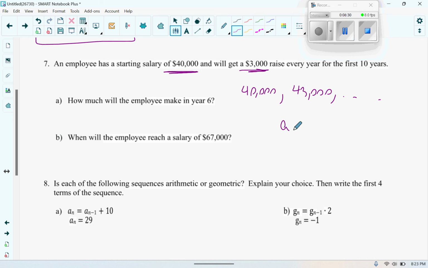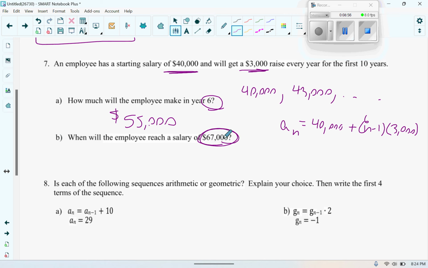So I like to make an equation. Okay, so here's my equation, and I'm going to plug in 6 for n, and I end up getting 55,000. So after year 6, they're going to make 55,000.